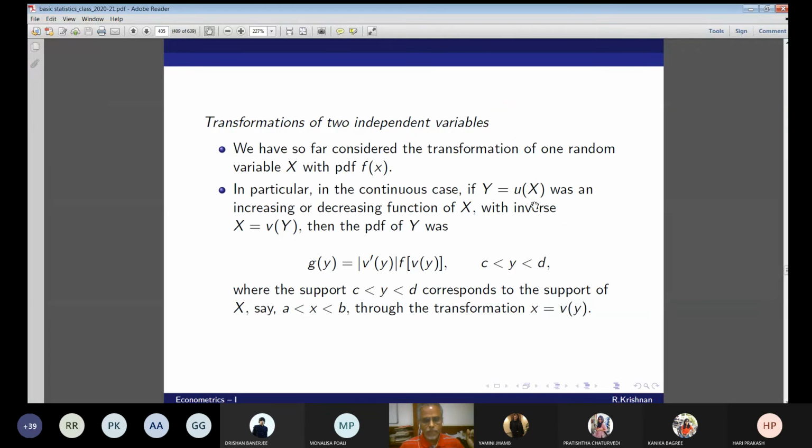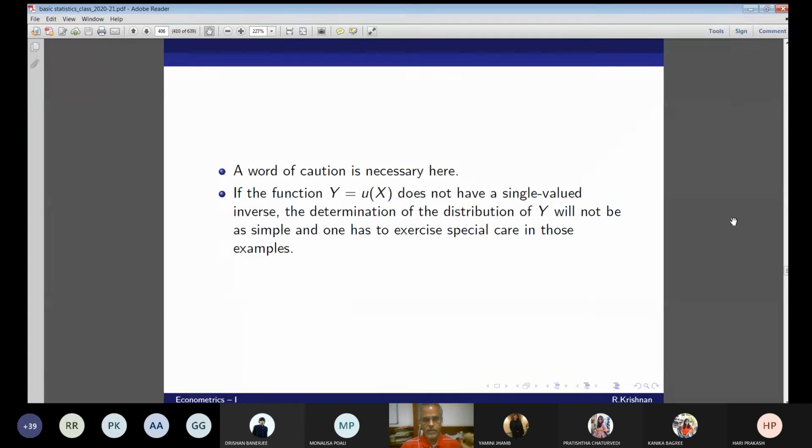Of one random variable x with PDF of fx. In particular, in the continuous case, if y is equal to u(x) is an increasing or decreasing function of x with inverse. Let us extend this to transformation of two independent variables. A word of caution is necessary here. If the function does not have a single valued inverse, the determination of the distribution of y will not be as simple, and one has to exercise special care in those examples.